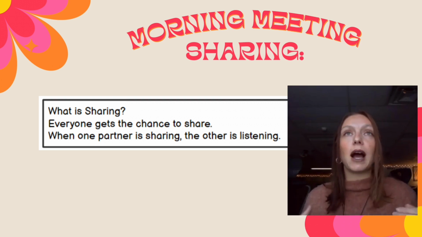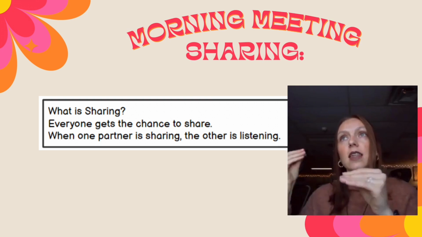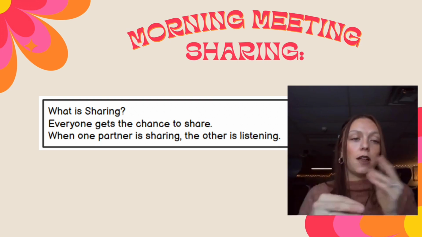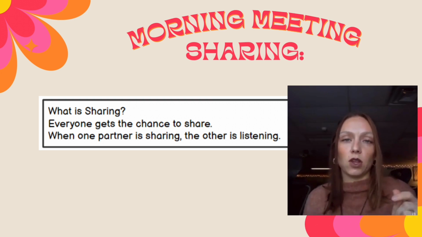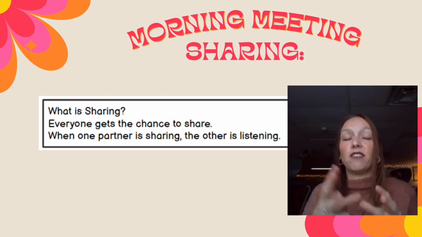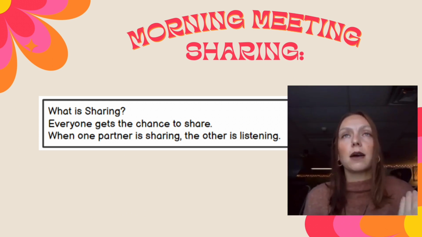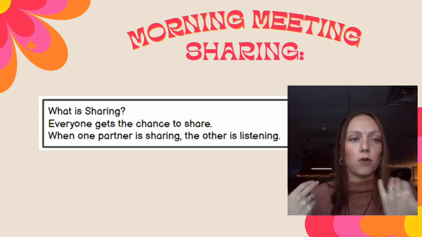In my classroom, I have all my students sit in a circle during the sharing. They turn to one person sitting next to them. Both partners get the opportunity to share, and then I call on a few students to share out with the whole class. That's just what works best for me. Sometimes people have a talking piece, and it goes all the way around the circle, and every student gets the opportunity to share. It's just really what works best for you.